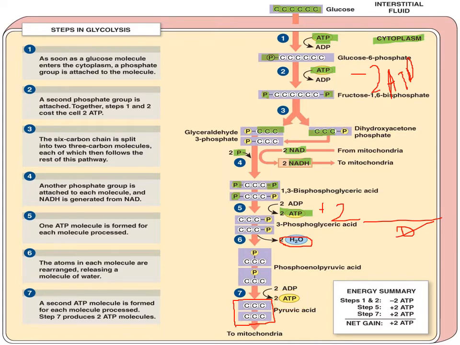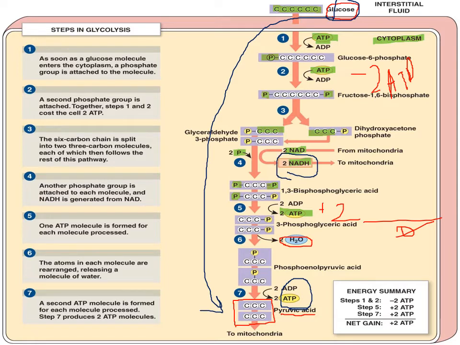Let me erase that so you can see our pyruvic acid is what we're looking for. So glycolysis is taking a glucose molecule and then breaking it down to 2 pyruvic acid molecules. And in the process, it's going to create 2 ATP, and it's going to create 2 NADH.